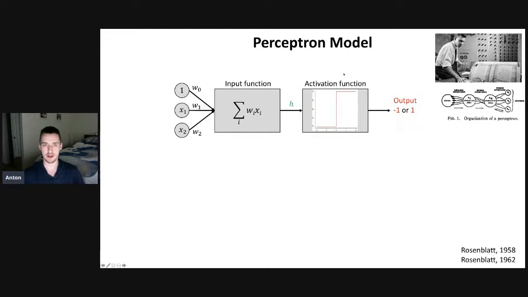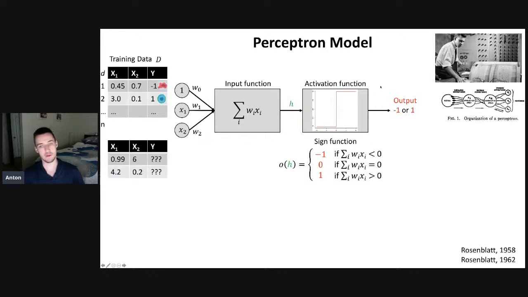Within Rosenblatt's definition of the perceptron, he used the sign function. The sign function is defined here. It's very easy. You just plug the output of your input function here, and it's going to be either -1, 0 or 1. But for simplicity, let's assume that our sign function only outputs -1 and 1. We don't have cases when the input function output equals 0. So the output, again, is binary: -1 or 1. And let's set up the problem again.